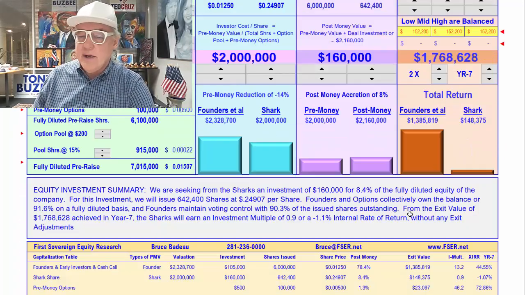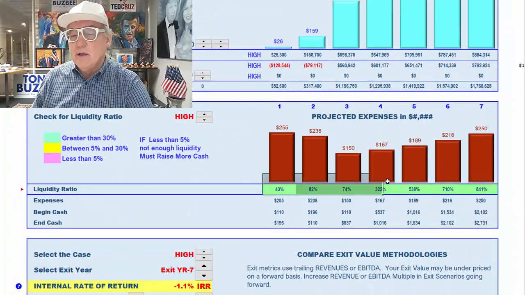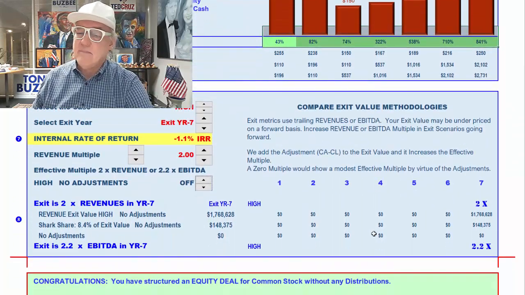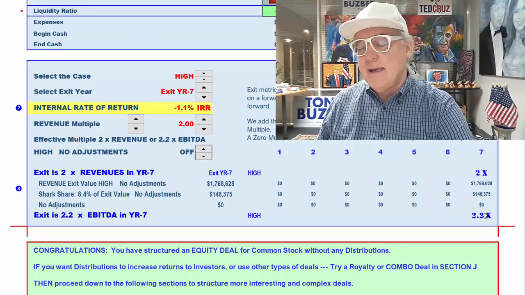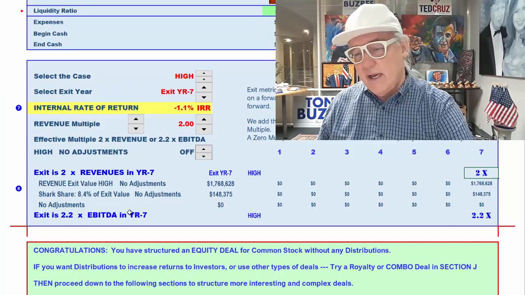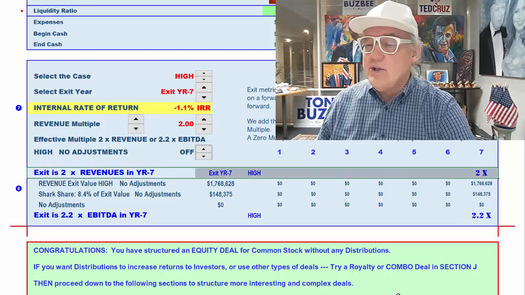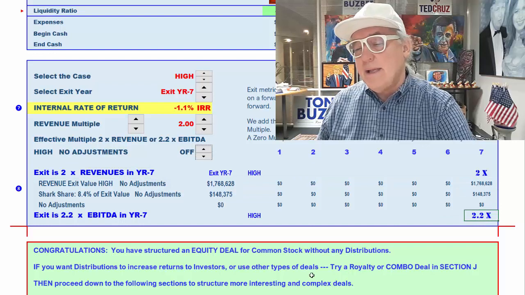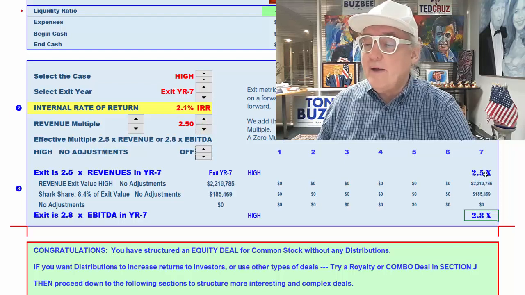But let's turn down here a little further and take a quick look. We're okay with our liquidity, so that's not an issue. We still do need about $160,000. Now I do want to show you this. This is kind of a cool chart. This shows you the equivalency, I should say. We're setting now to a 2 times multiple of revenue. So there's the 2. It turns out it's the same as a 2.2 times EBITDA. So if we increase this to 2.5, it's going to stay that way.